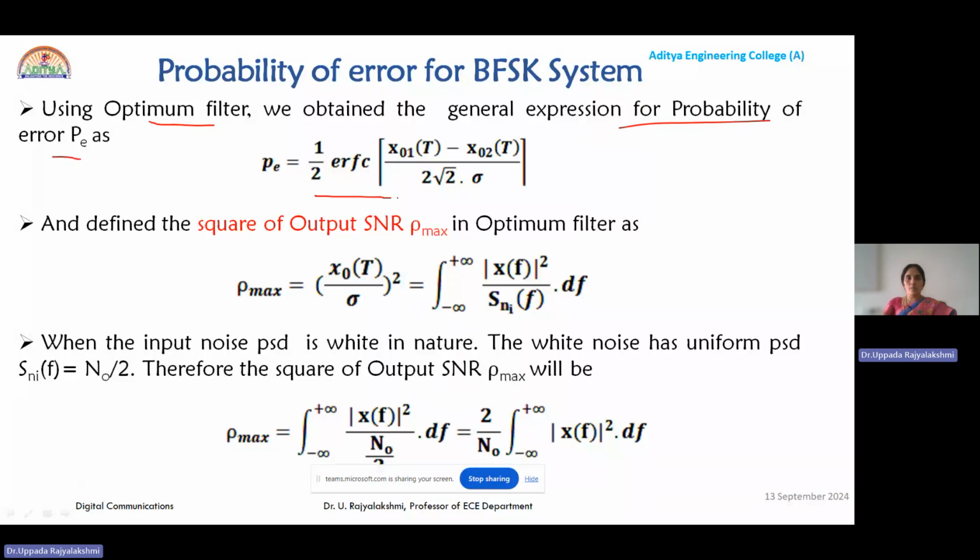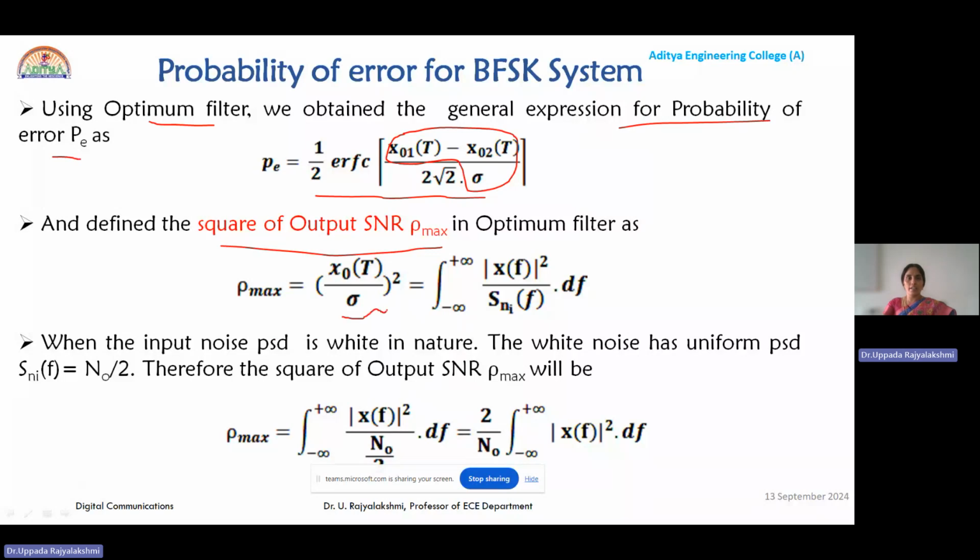So the probability of error is expressed as half erfc of (x01(t) minus x02(t)) divided by 2 root 2 sigma, where (x01(t) minus x02(t)) divided by sigma represents the output SNR. And we also define the square of the output SNR, rho max, for the optimum filter as rho max equals (x0(t) by sigma) whole square, where x0(t) is the change in the output signal and sigma is the change in the output noise component.